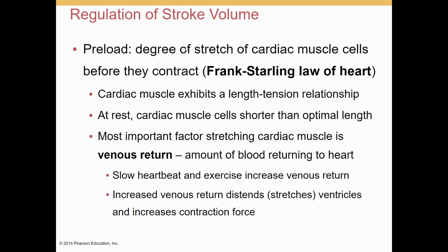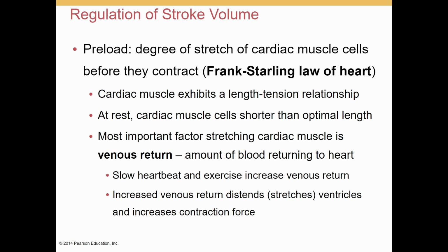Preload, which is the degree of stretch of the cardiac muscle cells, looking at them primarily before they contract. This works based on a law called the Frank-Starling law of the heart. Essentially, we're looking at cardiac muscle cells and their length-tension relationship, because at rest, cardiac muscle cells are shorter than their optimal length. And that's the most important factor when it comes to stretching cardiac muscle cells, because venous return, or the amount of blood returning to the heart, can take them past their optimal length and stretch them even further, extensively kind of stretch them like a rubber band.